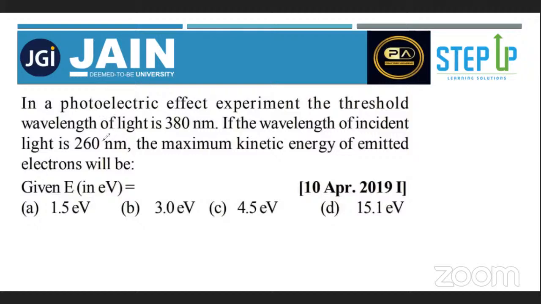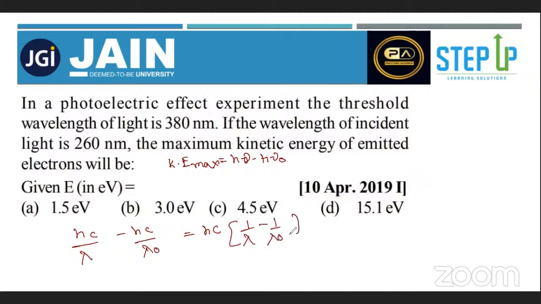When we are trying to solve this question, we are trying to find K maximum. I can write K maximum using this formula, h nu minus h nu naught. I can write h nu as hc by lambda minus hc by lambda naught, where hc can be taken common: 1 by lambda minus 1 by lambda naught. These values are given to you, which is 1 by 260 minus 1 by 380.